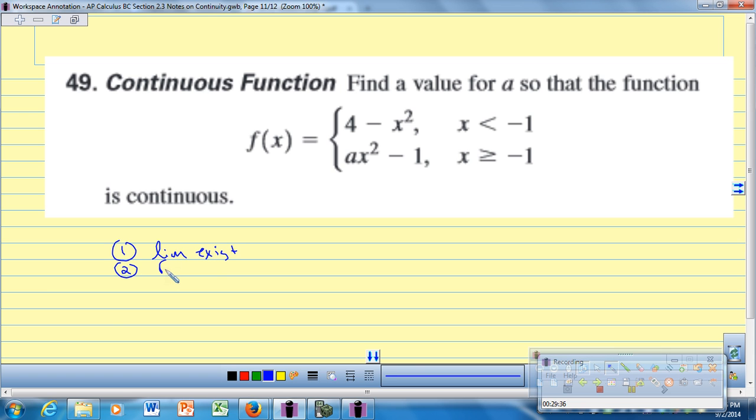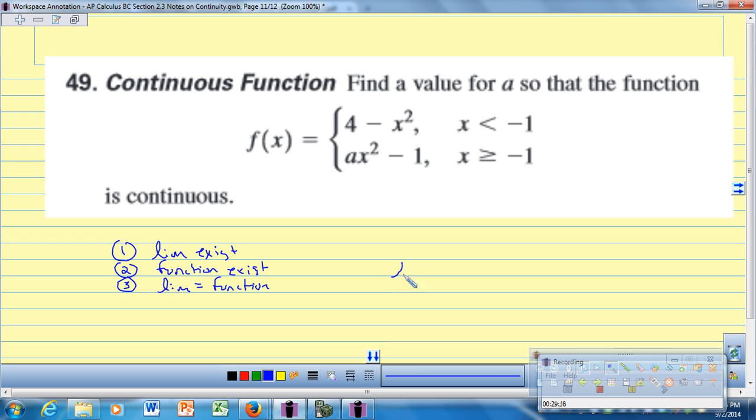The function must exist, and the limit must equal the function. All right, so on this piecewise function, for the limit to exist, the left limit must equal the right limit at x equals negative 1.